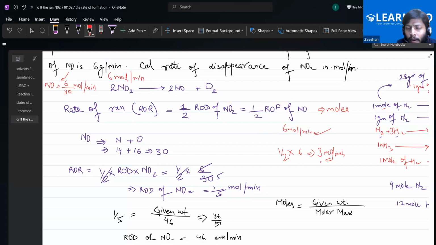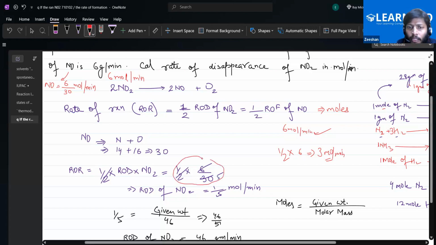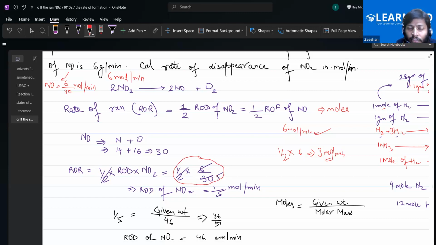Come again. 1 by 2 into 6 by 30 is the value of rate of disappearance of NO2. Yes, sir. Actually this is coming because this 6 by 30 is moles, so we are converting. Actually, you are getting it should be 1 by 10, no, sir. Here, this one. Yes. 6 by 30. It would be 1 by 5 now.